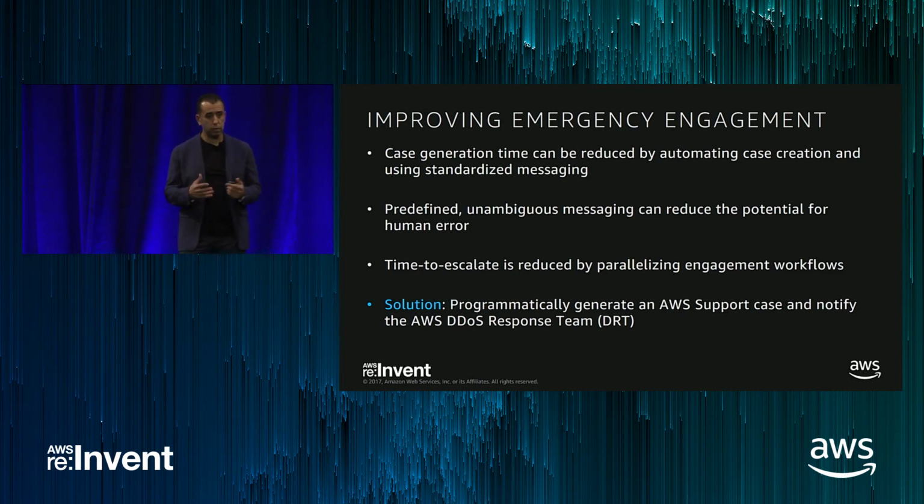So we thought about it as a team, and we came up collectively with customers with a few things that we can tweak to improve the process. So one of which was case generation time, right? Instead of going through API or console, can we automate that process and make it faster? The second one is a predefined and unambiguous messaging, right?